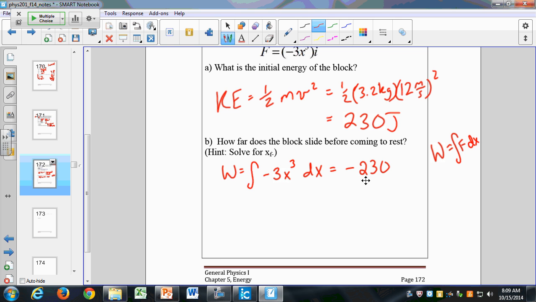What is this integral, negative 3x cubed dx? What's the result of that? Right, negative 3/4 x to the 4th. That's x to the n plus 1 over n plus 1. And then that's going to equal negative 230. All right. Now, don't forget that you have to evaluate the integral at its initial and final positions, so 0 to xf. And then you want to take that and solve for xf.